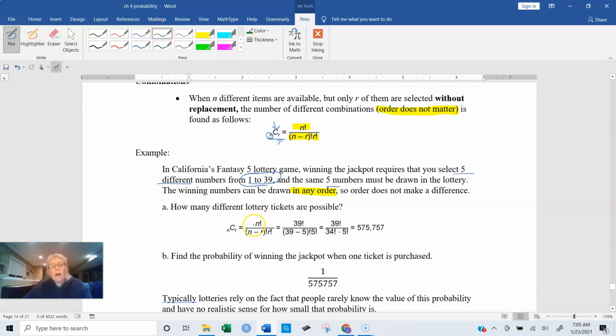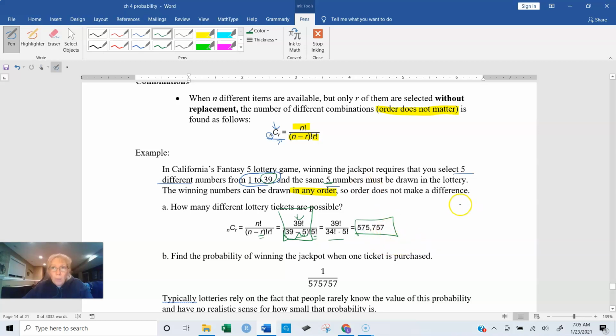So this is nCr, which is n factorial. Well, our n is, there's 39 numbers to choose from. So 39 factorial over n minus r, well, I'm choosing 5 of them, so our r is 5. So this part would have given us our permutation right here. But now I have to take out my identical combinations, right? So I also have to divide it by 5 factorial. When we do so, we end up with 575,757 different ways of winning this jackpot.